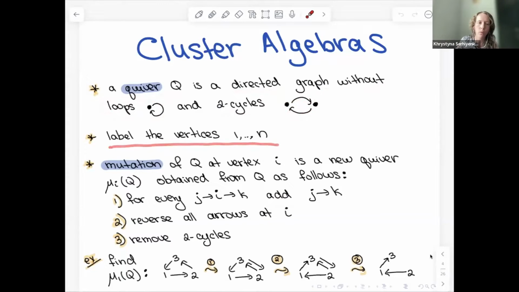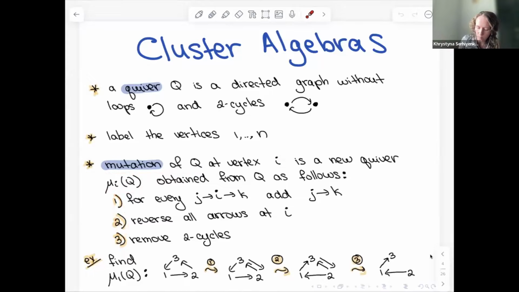For convenience, we're always going to label the vertices in our quiver 1 through n, and then there's a local operation on the quiver called a mutation. So what's a mutation of a quiver? You choose a vertex, any vertex, and you're going to mutate at that vertex, and you obtain a new quiver, which we're going to denote by mu_i of Q, which can be obtained from our initial quiver by applying the following 3 steps.